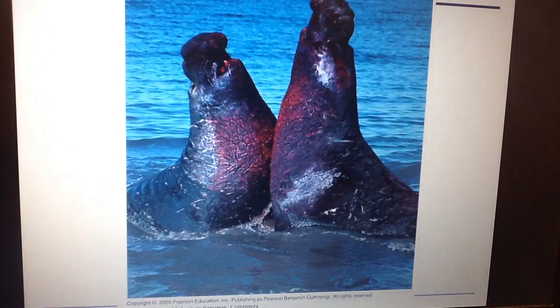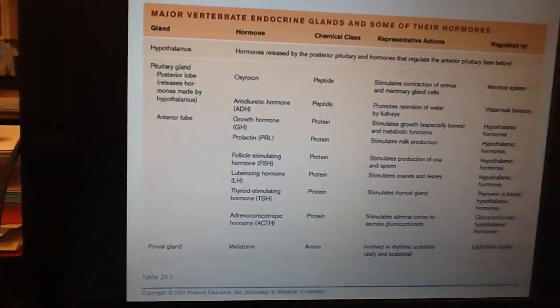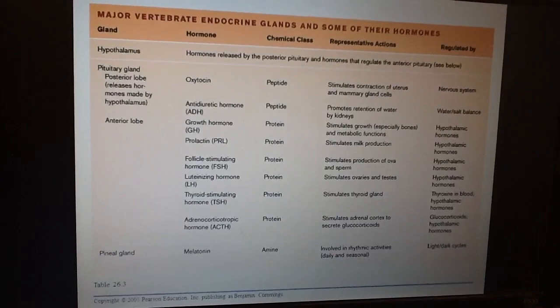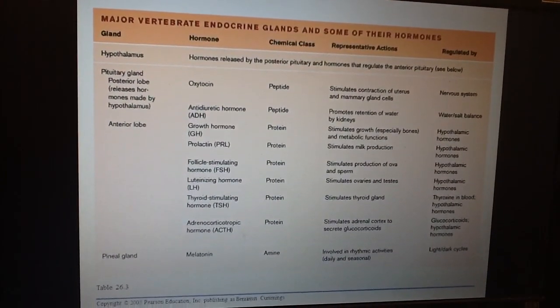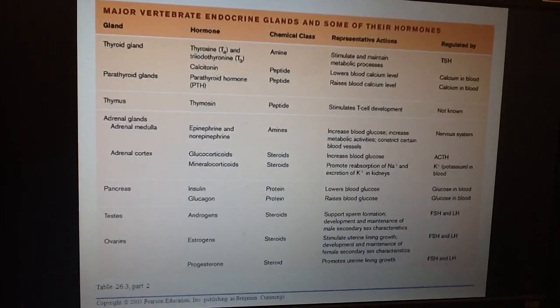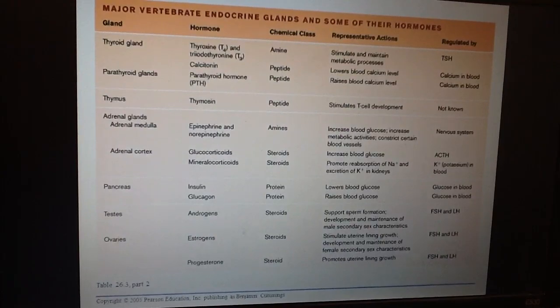And so these are two males fighting for reproductive rights. It's just an example of testosterone in effect. Here are all of the major glands and what they do. You're really going to have to just start memorizing them and looking at what they do and where they're found. The list goes on, but table 26.3 is very important to this chapter.